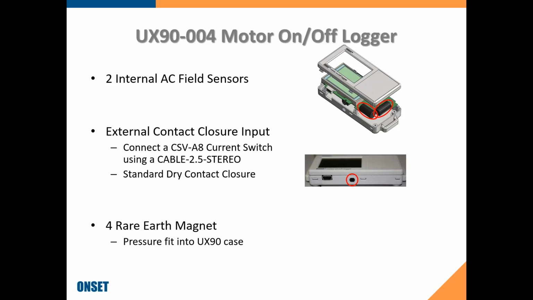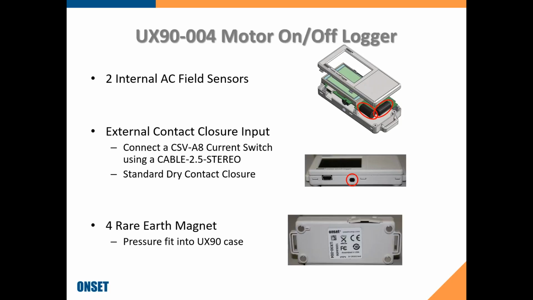Our part number is CSV-A8, C as in Charlie, S as in Sam, V as in Victor, dash A as in Apple 8. It's a current switch with a 2.5 stereo cable right to the data logger. So now that's going to go around one of the power feeds going to the motor, and it's going to track positive on-off based on the power fed through that line going to the motor. All these loggers have those rare earth magnets, so when you put it on the motor housing, if you choose to, it's going to stay where you put it.